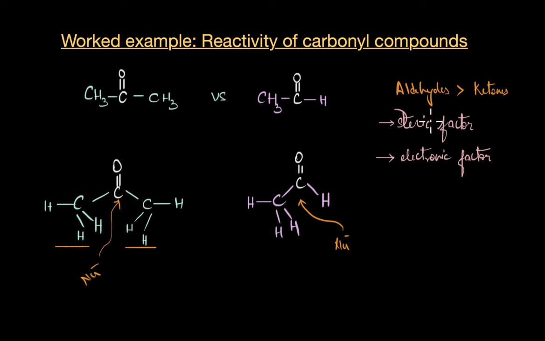Now coming to the electronic effect, here again you can see that ketones have two alkyl groups attached which are electron donating in nature. They donate electron density towards the electrophilic carbonyl carbon via plus I effect. And this decreases the partial positive charge on the carbon atom. As a result, the carbon atom here becomes less electrophilic and less attractive for a nucleophile to attack.